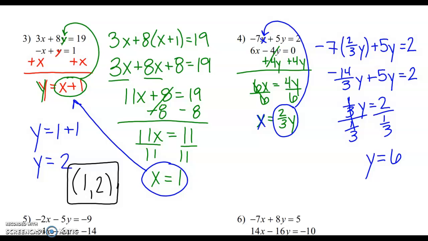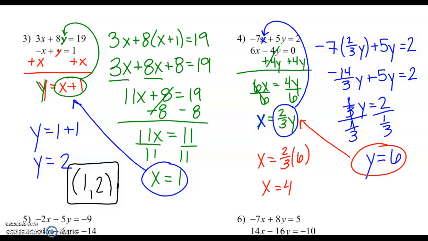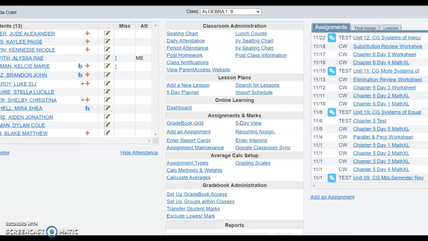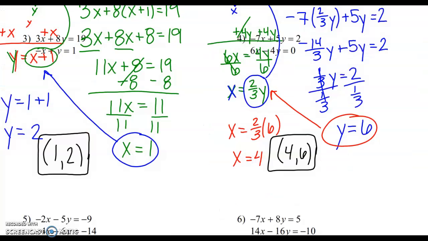Now that I know that y is 6, I would substitute it back in. So x equals 2/3 times 6 would give us 4. So our ordered pair answer would be 4, 6. So the difference in what we're learning today, it's not a new concept. It's just the fact that sometimes you're going to have to work with fractions.